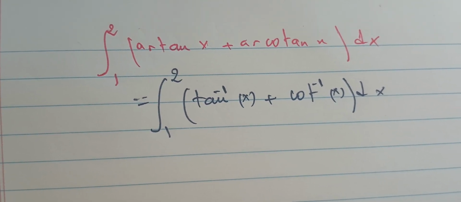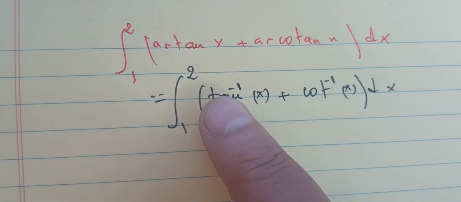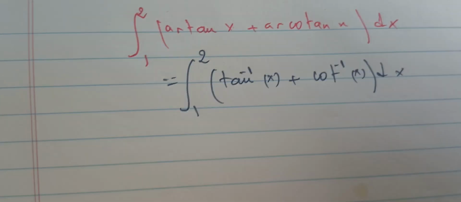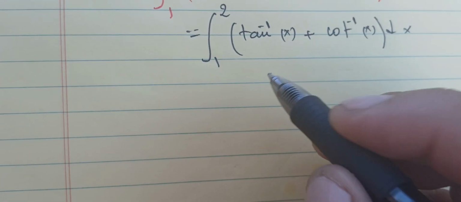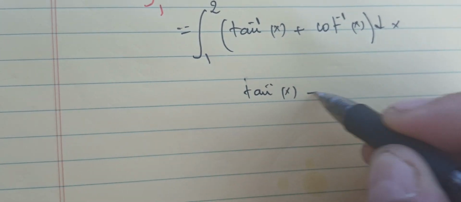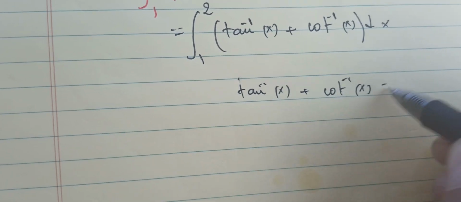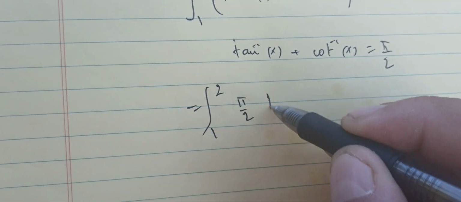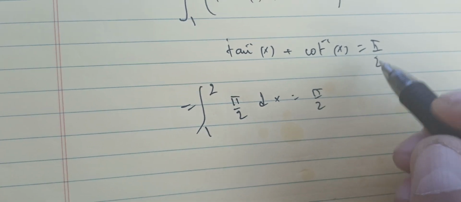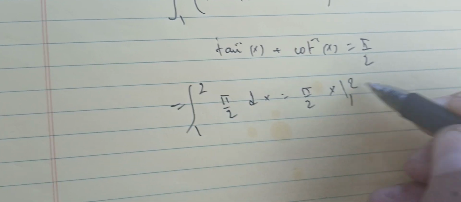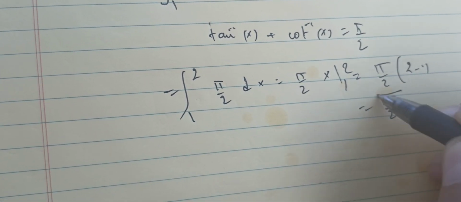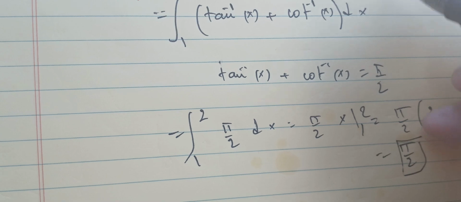Very simple if you know this value here. This value here is constant. If you know that the tangent inverse of x plus cotangent inverse of x is pi over 2, we can solve quickly. So we have the integral between 1 and 2 of pi over 2 dx. This is pi over 2, and here we have x between 1 and 2, therefore pi over 2 times (2 minus 1), that's 1, so pi over 2. So the value here is pi over 2.